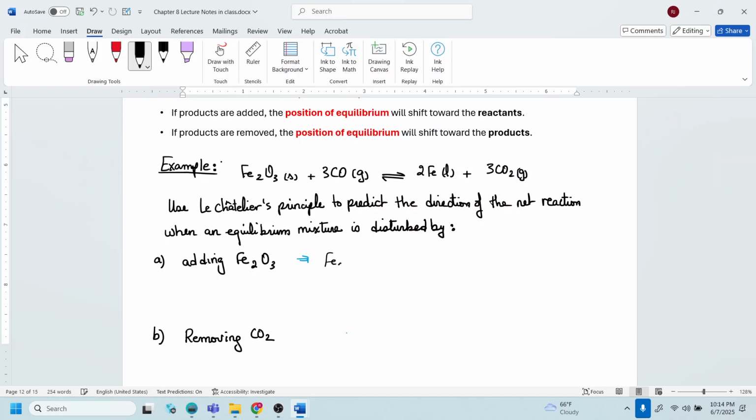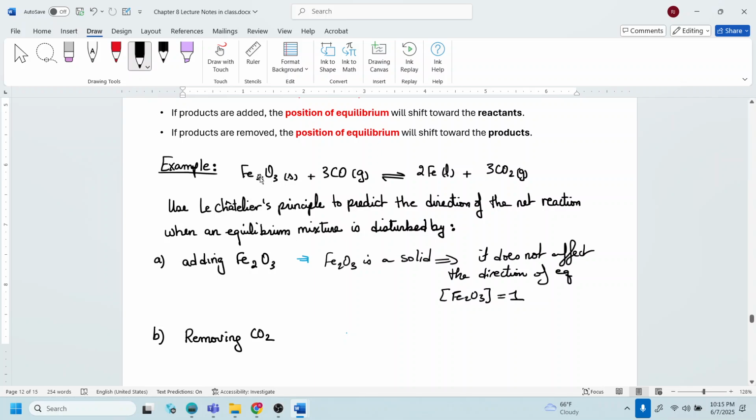So Fe2O3 is a solid, which implies it does not affect the direction of equilibrium because the concentration of solid Fe2O3 is equal to 1. Since the concentration is equal to 1, it doesn't matter if I add it or if I take it out. The direction of equilibrium will be the same. It won't be affected. Now, removing carbon dioxide.